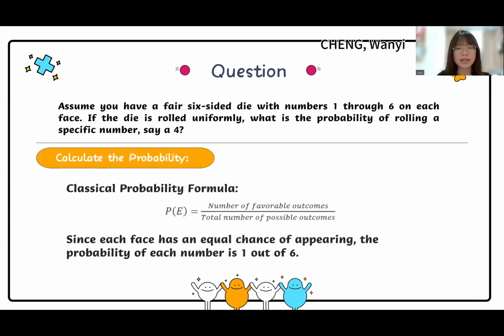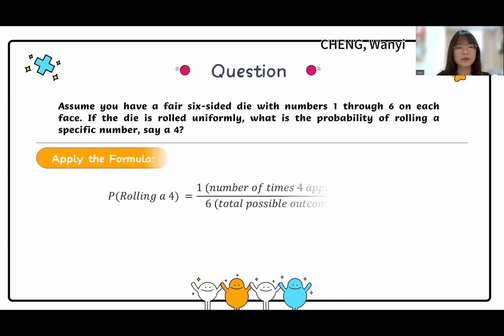The second step is to judge the type of this probability. Since each face has an equal chance of appearing, the probability of each number is 1 out of 6. So we can use the formula of classical probability. It's easy to get. The result is equal to 1 out of 6.